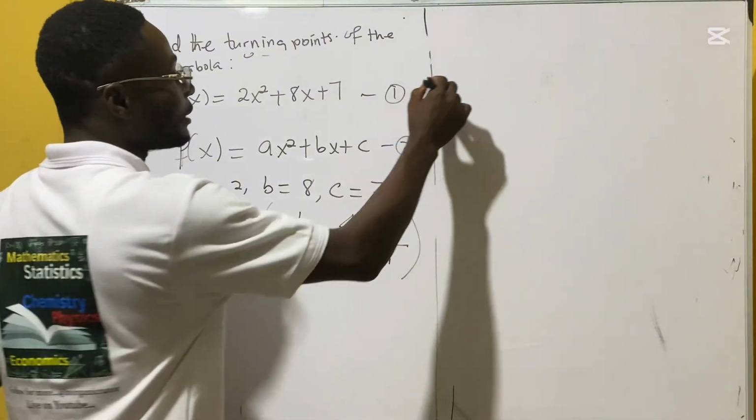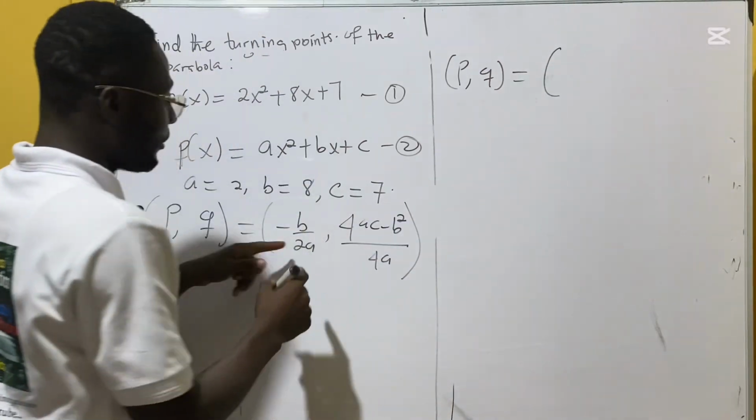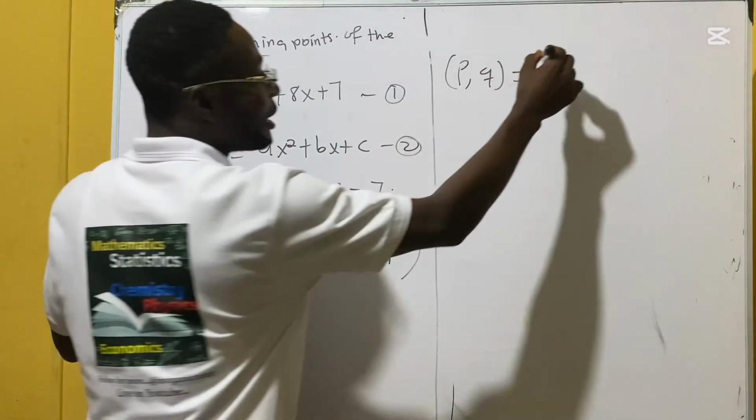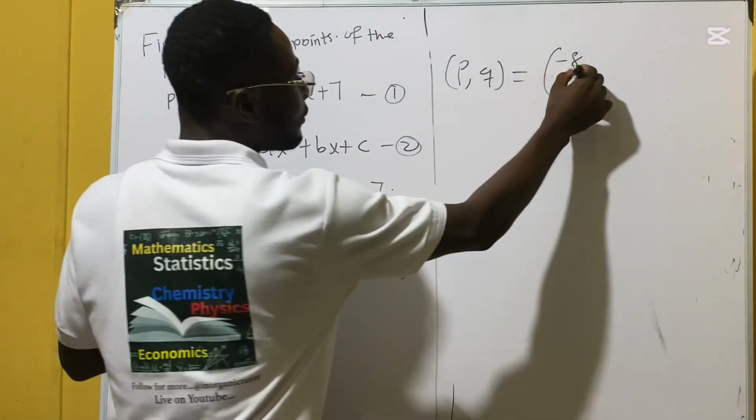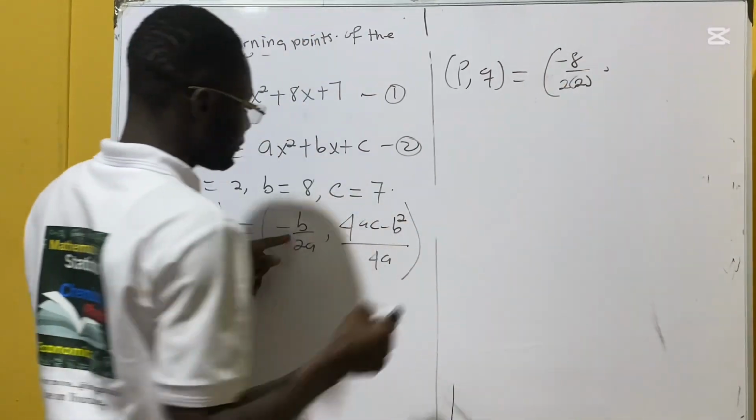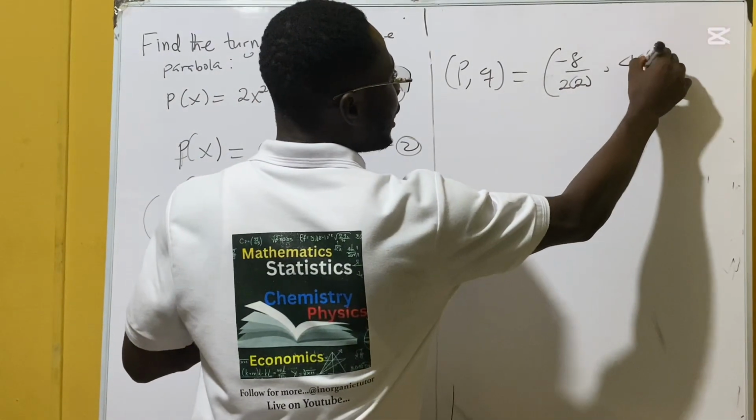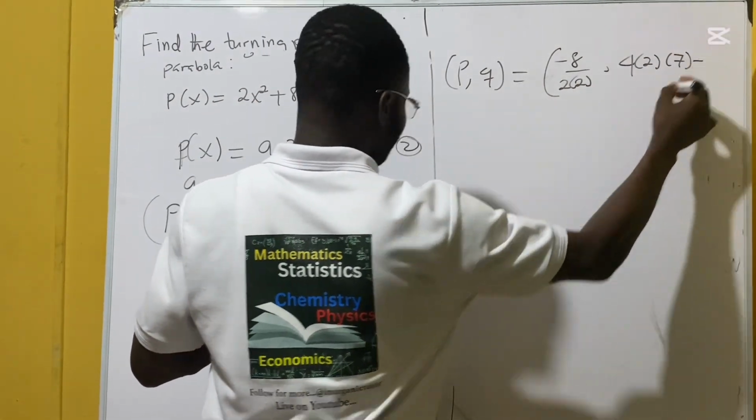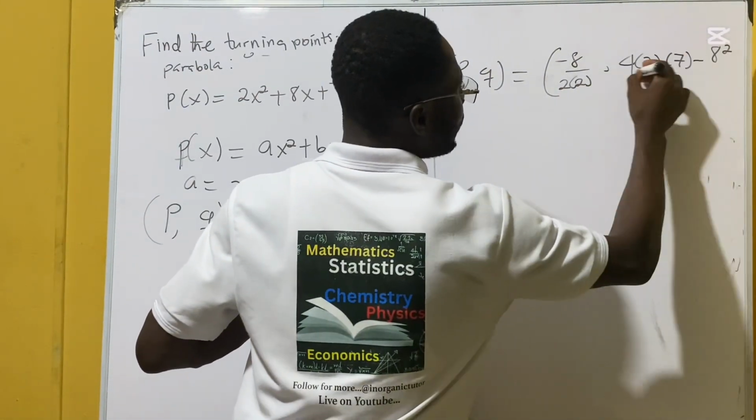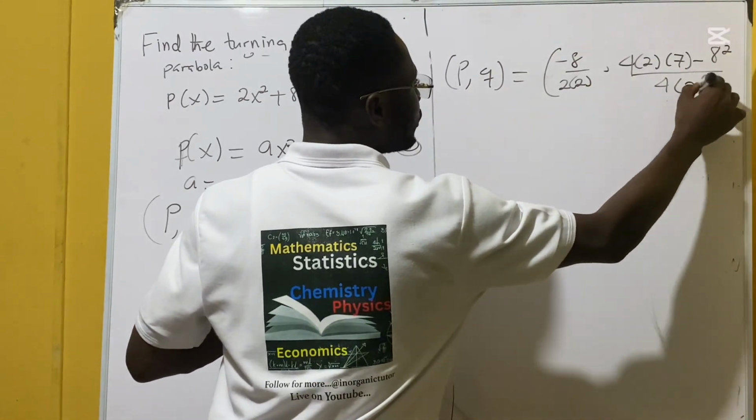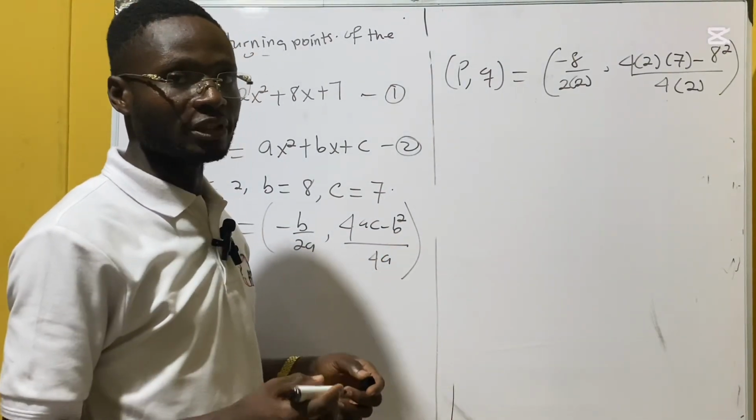So here, our turning point is going to be pq, which is equal to minus b. Our b here is 8, so it's going to be minus 8 over 2a. Our a is 2, so we have into 2, comma 4 into a is 2, and our c is 7, minus b squared. Our b is 8, so it's going to be 8 squared over 4a, and our a is 2. Okay, so this is what you need. Just compute it and then you are good to go.